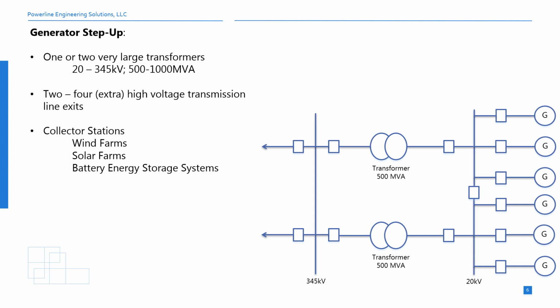Generation step-up substations are typically characterized by 1 or 2 very large transformers along with multiple HV or EHV transmission line exits, usually between 2 and 4, as shown on this illustration. In the cases of wind, solar, and energy storage systems, the medium voltage side of the substation is usually referred to as the collector station, since this is the termination point of the home run circuits that collect the power from these distributed generation resources, typically dispersed across a wide geographic area.